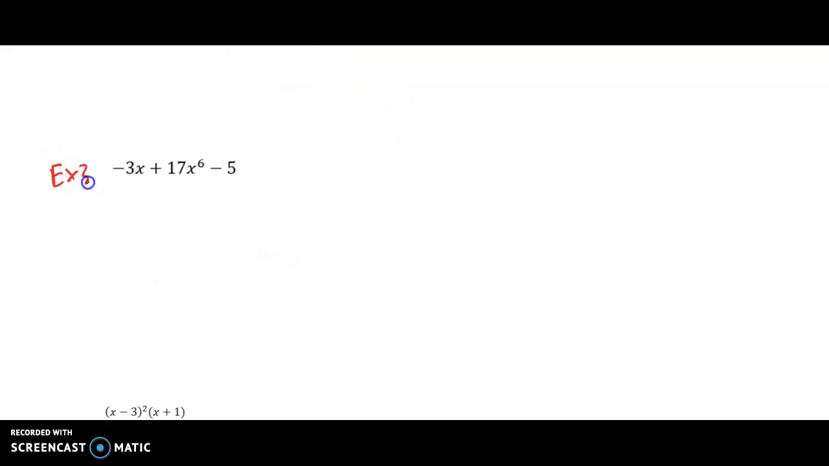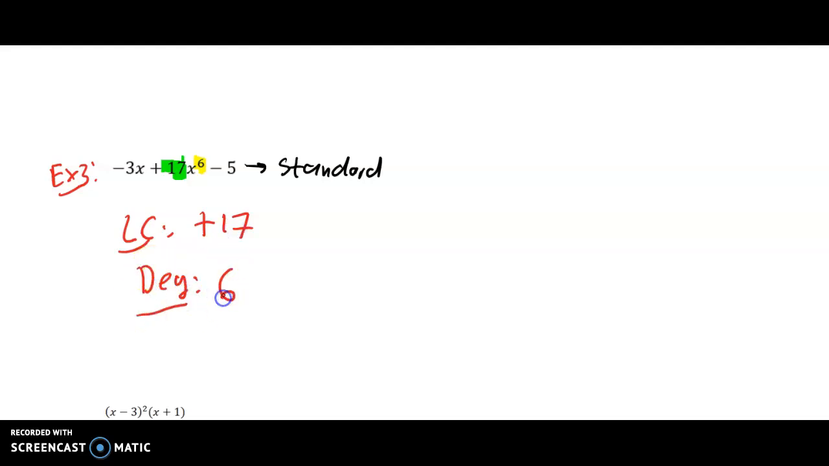Call this example 3. Make sure you pause and write the originals. This is in standard form. Now, this is a good one because from this we can see that the highest exponent doesn't always come first. So don't just take the first one you see. Actually check all the exponents to see which is really the highest. Leading coefficient is in front of the highest exponent, so it's positive 17, and our degree is 6.